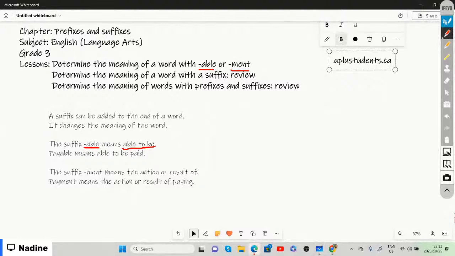So payable. As you can see, it's payable, which means that our root word is pay. That's the word that can basically stand on its own. And the suffix that is added to it is able. So able was added to pay. Payable means able to be paid, right?